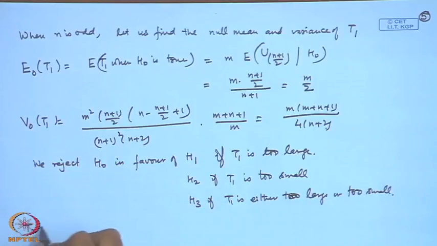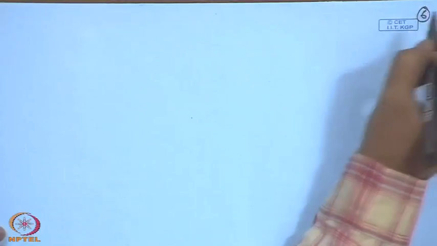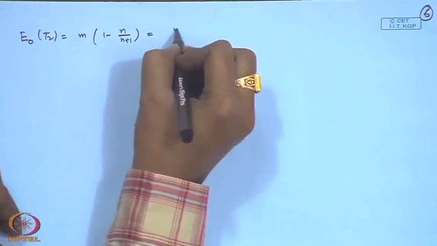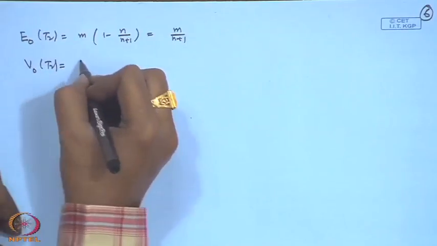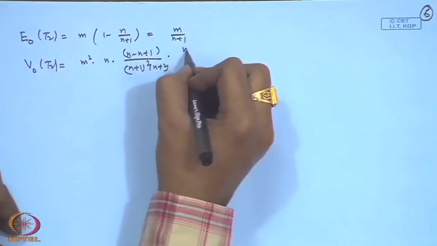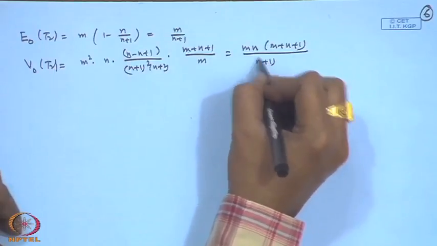See, we can consider T 2 as the number of x's greater than or equal to y n, that is m minus number of x's which are less than or equal to y n, that is equal to m minus m F m of y n, that is equal to m times 1 minus u n. The mean is m by n plus 1, and the variance of T 2 is equal to m square n, n minus n plus 1 divided by n plus 1 square into n plus 2, times m plus n plus 1 by m, that is equal to m n into m plus n plus 1 divided by n plus 1 square into n plus 2.